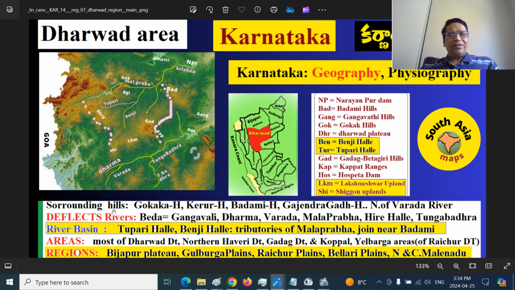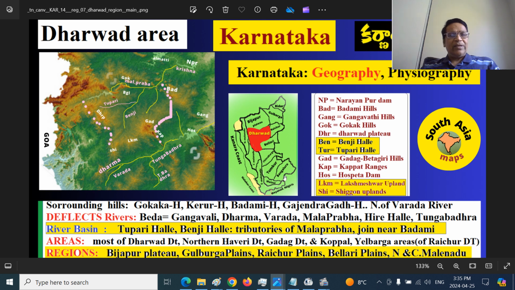This is surrounded by the Gokak Hills, Kerur Hills, Badami Hills, Gajendragad Hills. This is the north of the Varada River, north of the Varada and Dharma River. This is surrounded by, this is the Belgavi Plateau. This is the Gokak Hills. This is the Badami Hills. And this is the Koppal Mountains here, Gadag Mountains, Koppal Mountains here.